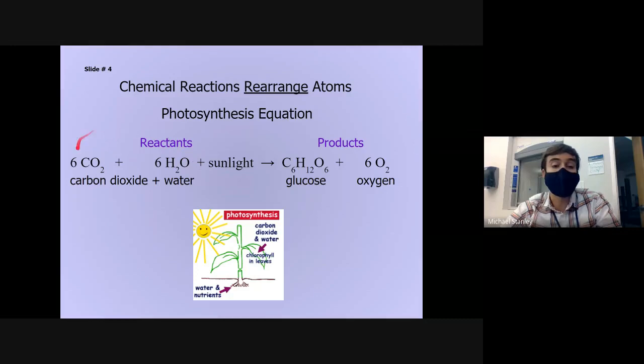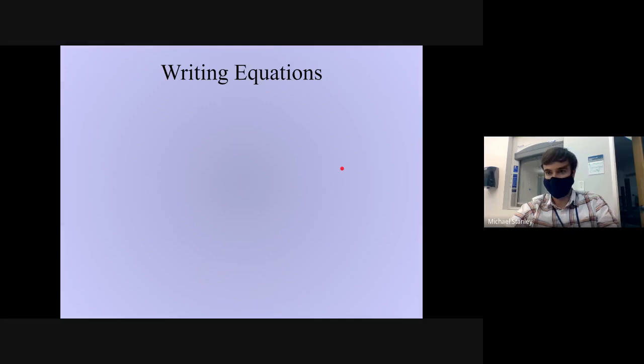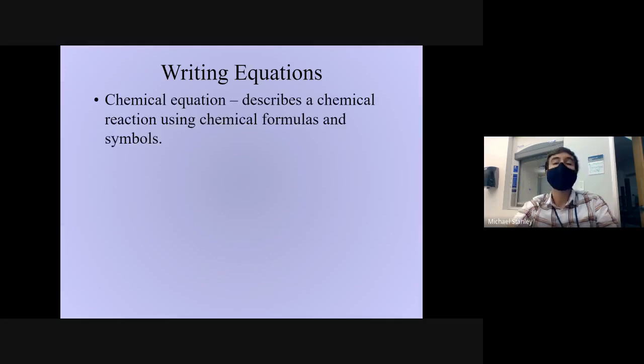like I said, is making sure we actually have the same number of atoms on the reactant side as we do on the product side. And there's a specific way that we go about this, which we'll talk about in a second. But the first thing is to recognize what can be changed in a chemical reaction and what cannot.